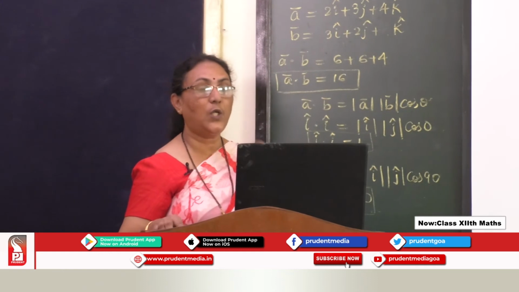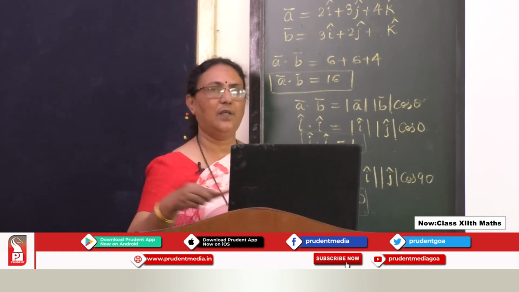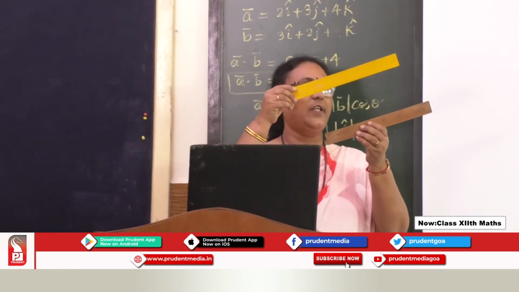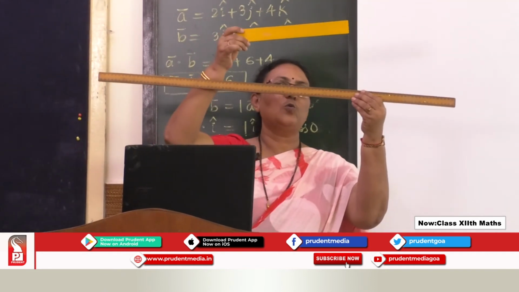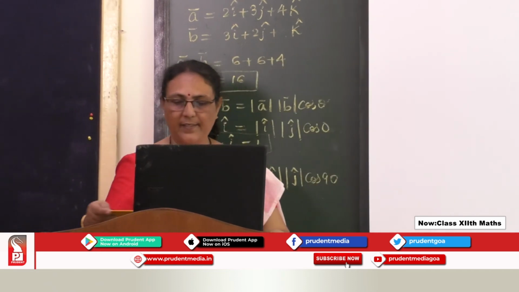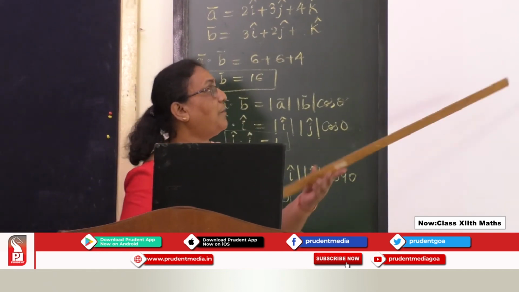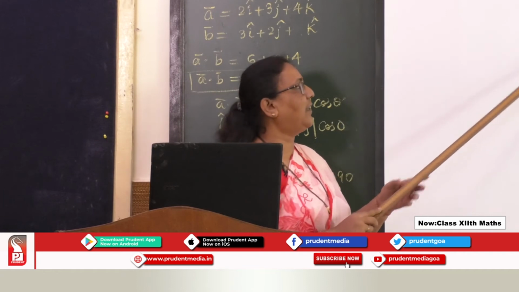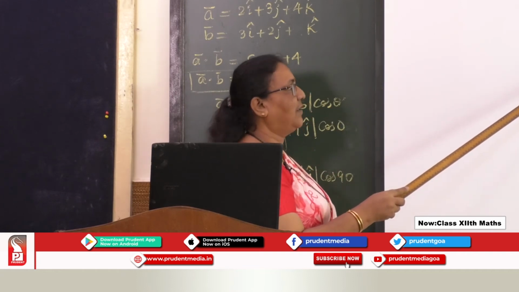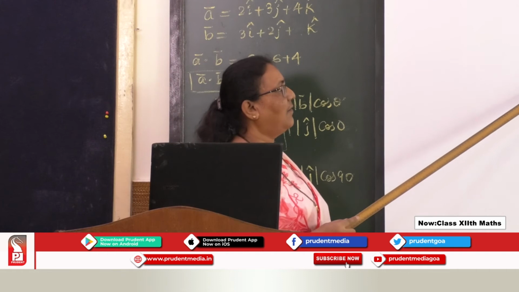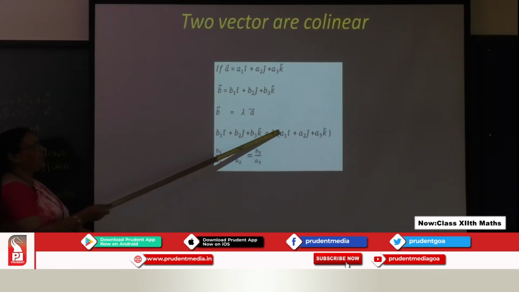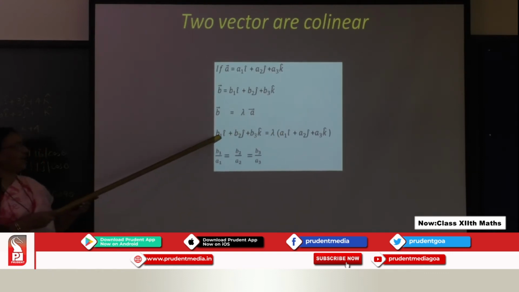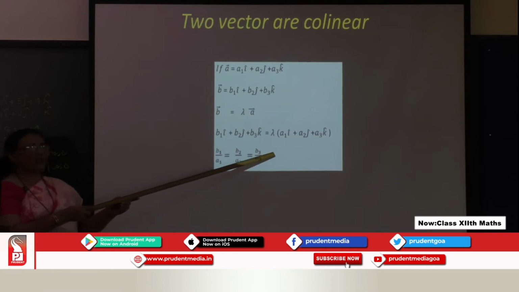Two vectors are collinear if one vector is expressed as lambda times the other vector. Copy the first vector as it is, and lambda times the other vector. When you multiply by lambda, you compare the coefficients of i on both sides, and you will get everything equal to lambda.